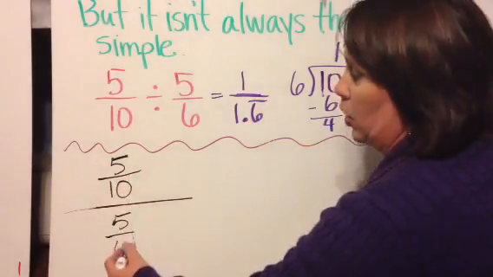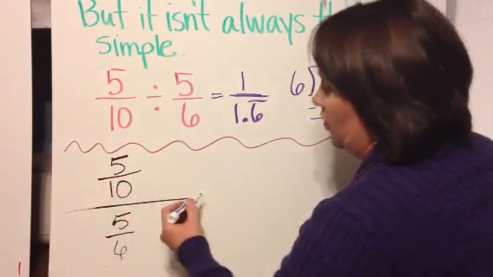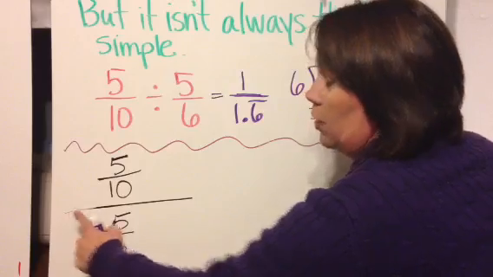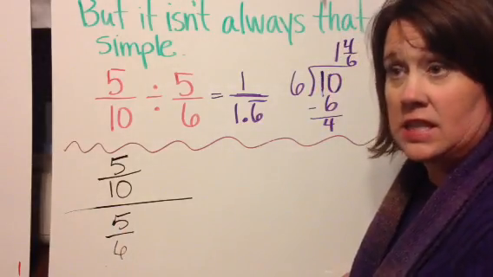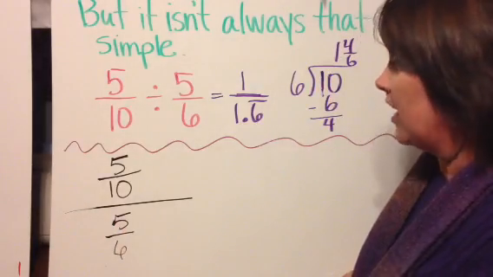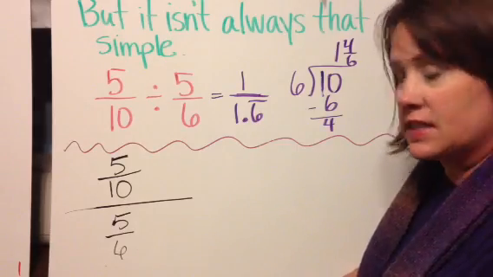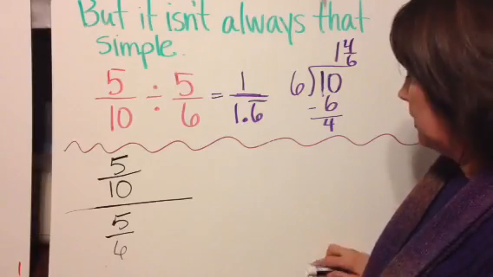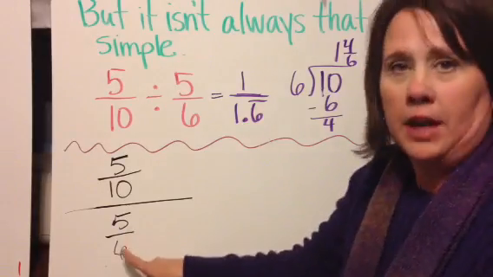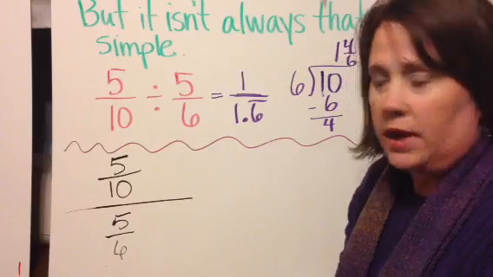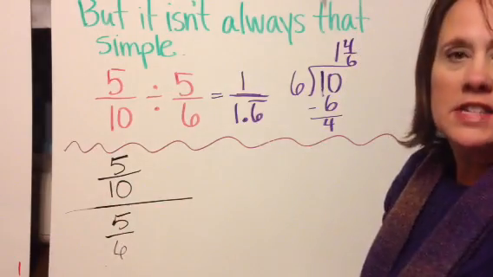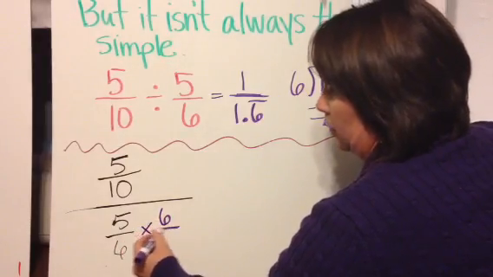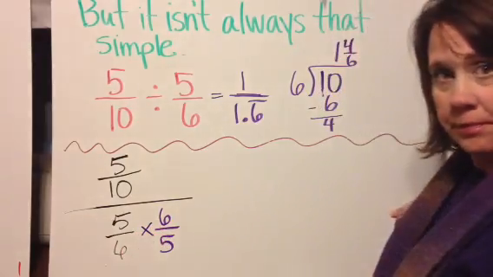So I can write the problem like this, where I have 5/10 over 5/6. This is a fraction bar too, but it also represents division. It means 5/10 divided by 5/6. It's not in simplest form, and so to get it in simplest form, I can get rid of the denominator by making it 1. Well, to make the denominator 5/6 into 1, I have to multiply by its reciprocal, 6/5.